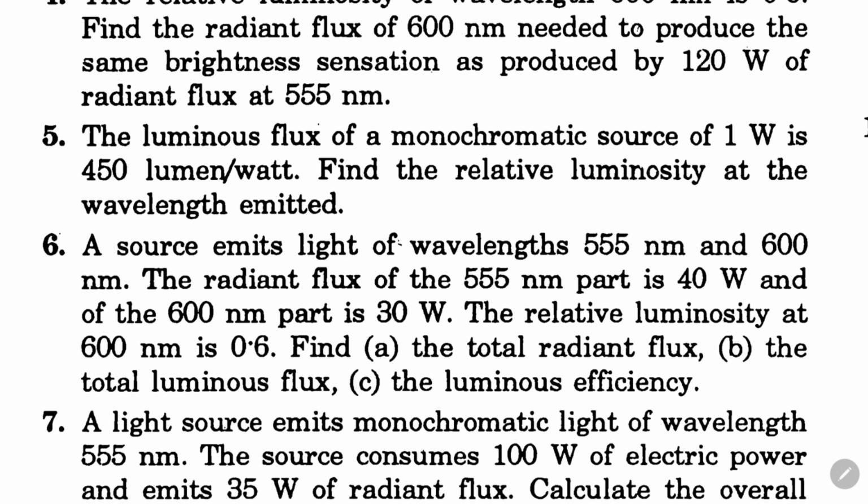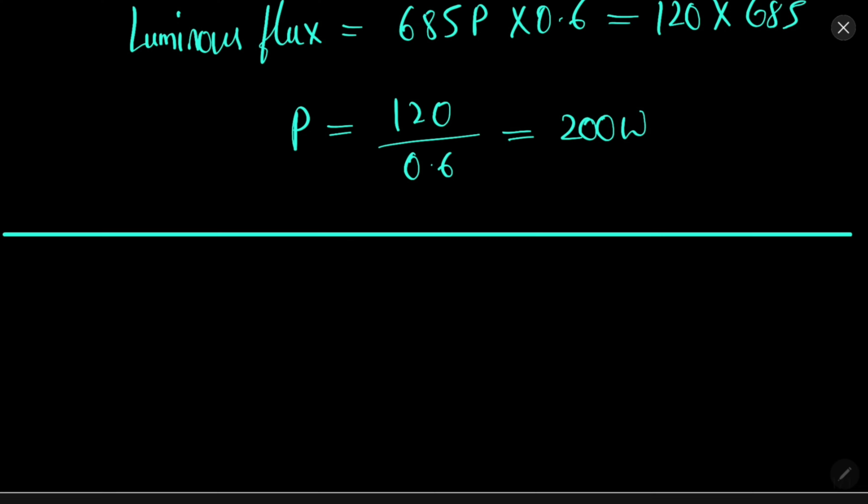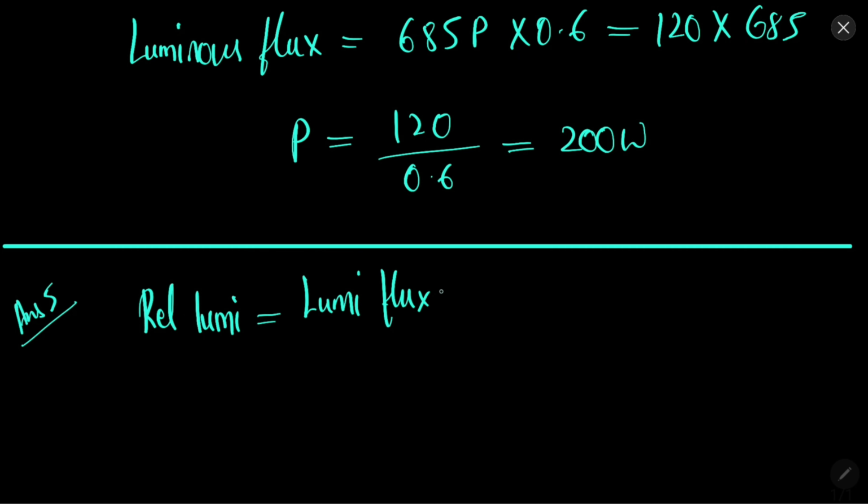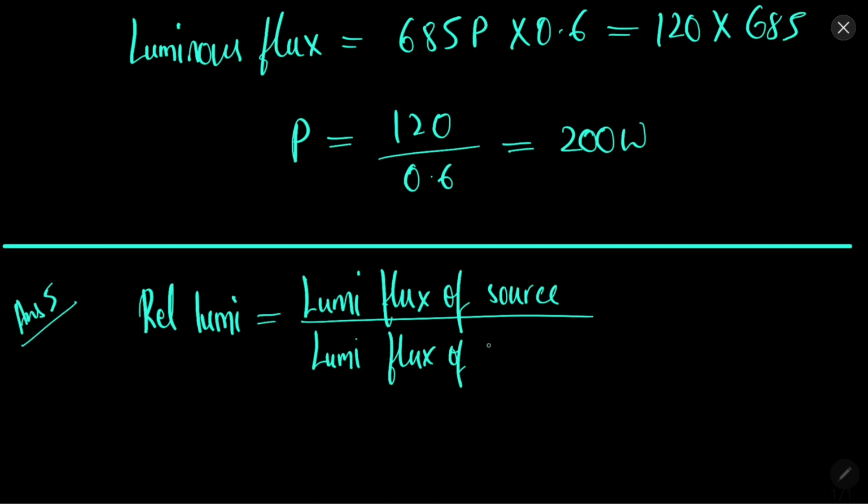In the fifth question, we have luminous flux of monochromatic source of 1 watt, and it is 450 lumen per watt. We need to find relative luminosity. Fifth one. So relative luminosity equals luminous flux of source of given wavelength over luminous flux of 555 nanometer source of same power, which is 450 over 685, which will give us 66%.